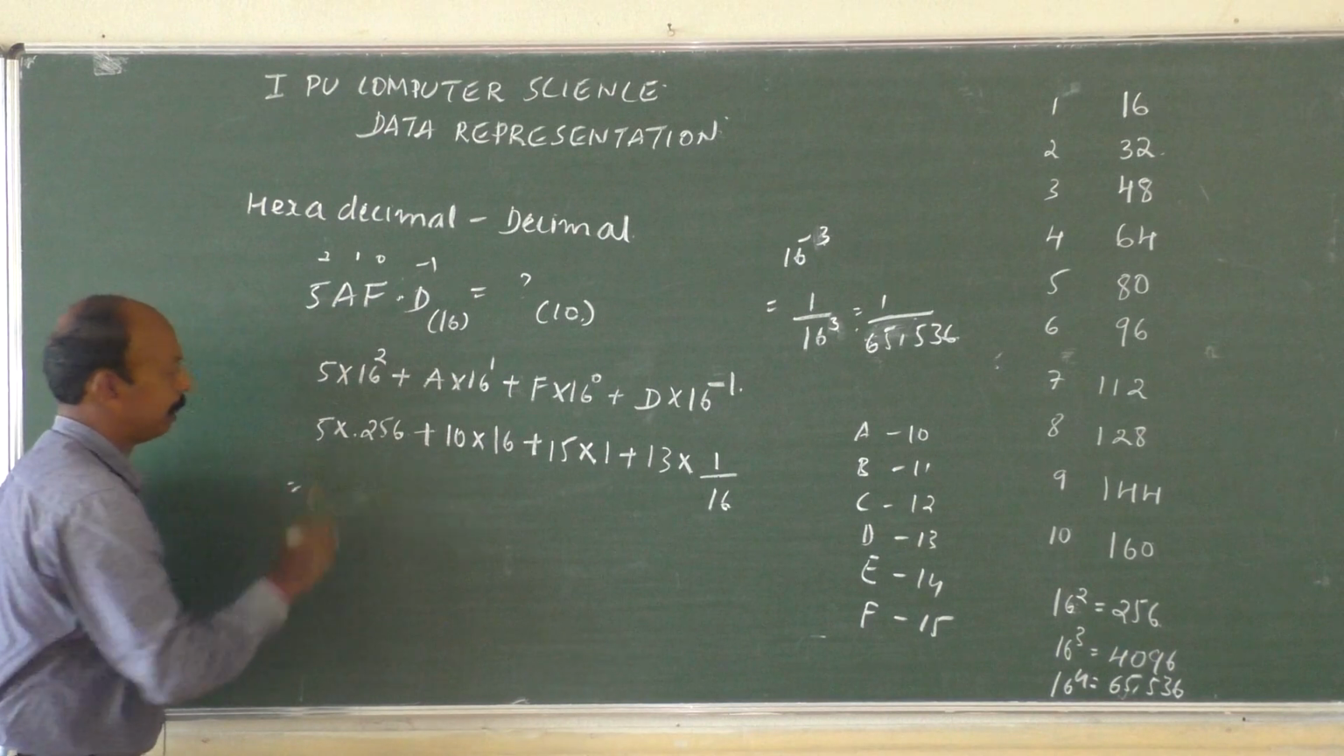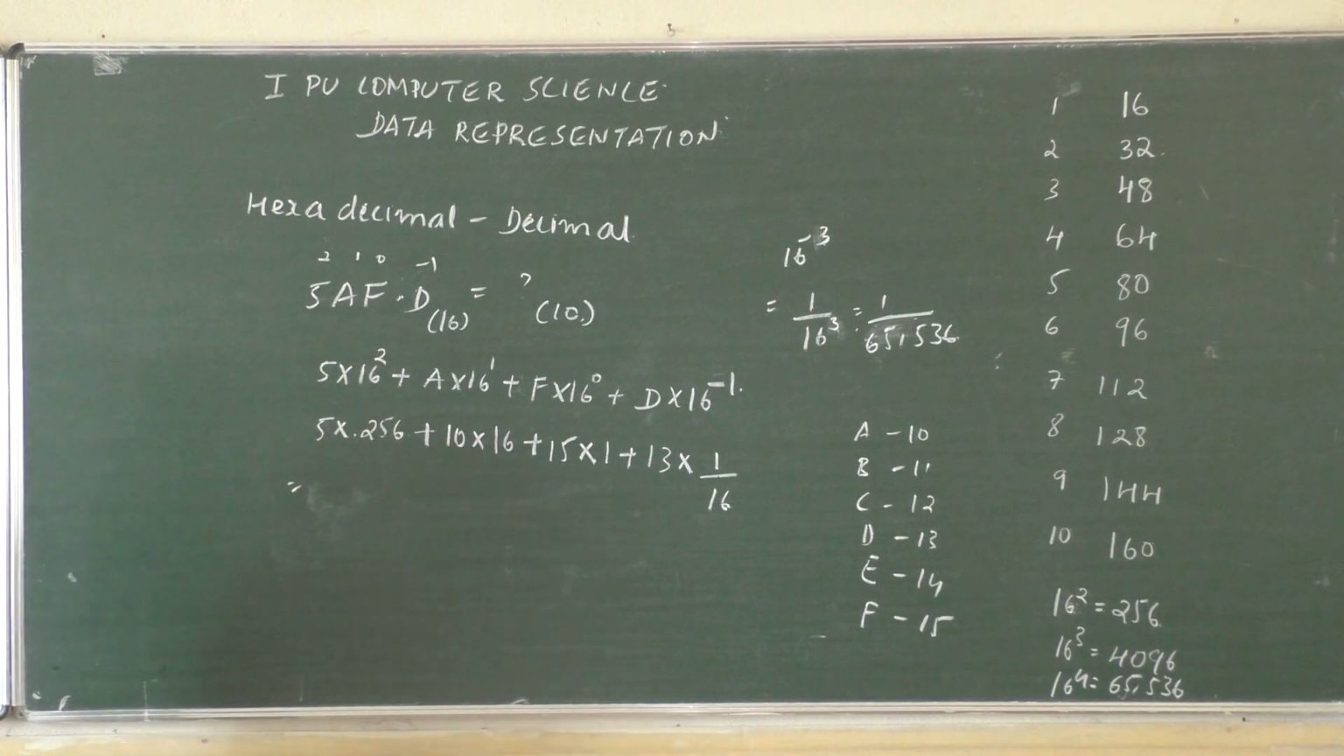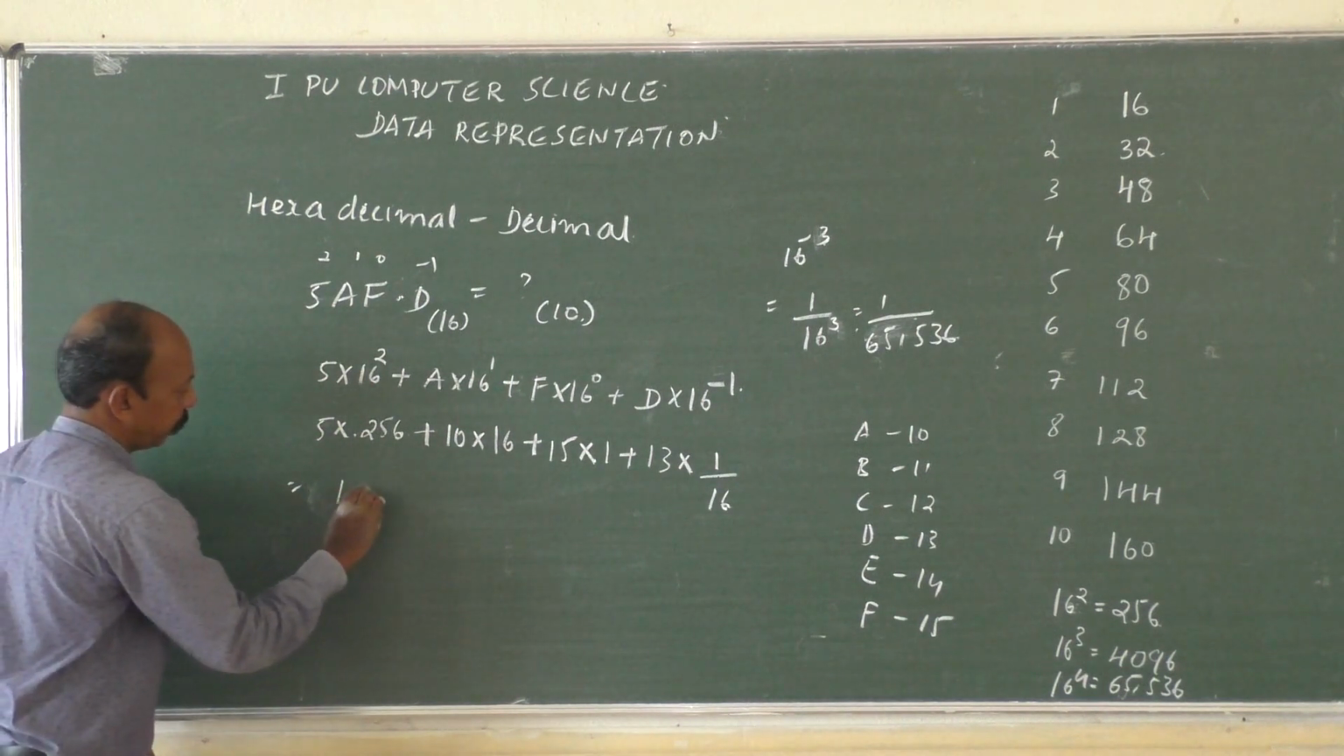So here, multiply using calculators. 5 into 256, how much does it come to? It comes out to be 1280.